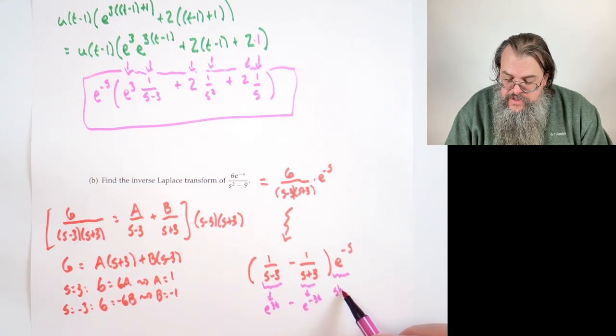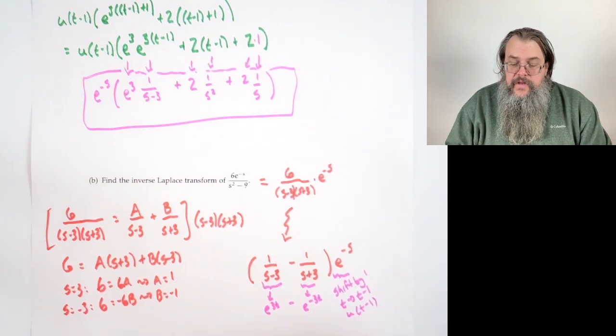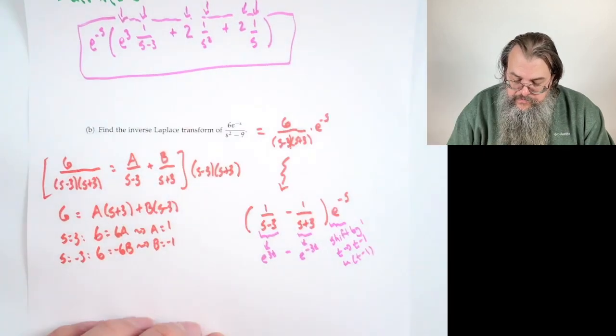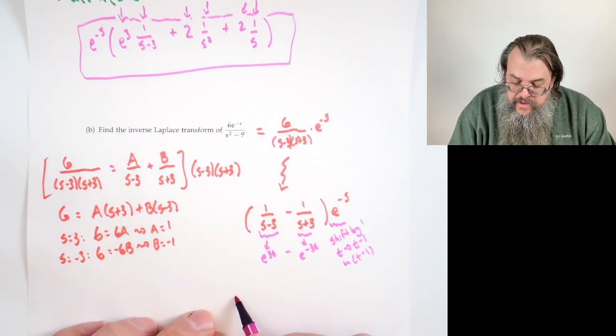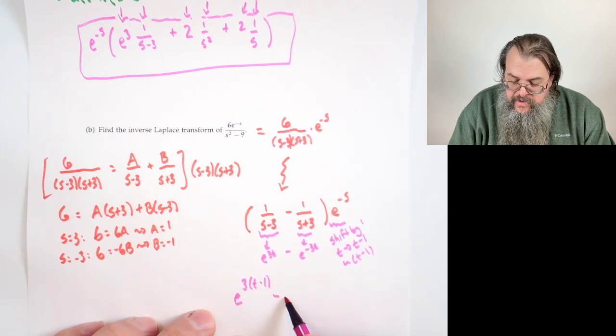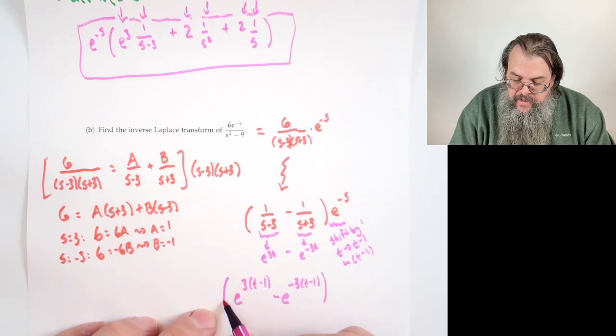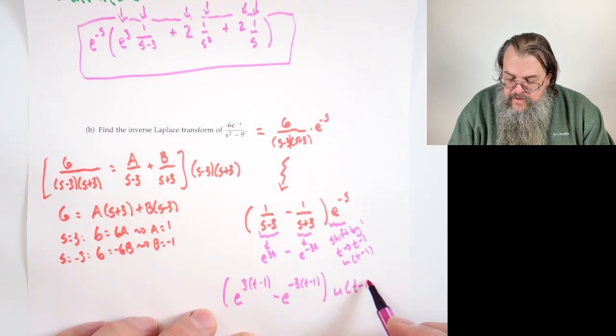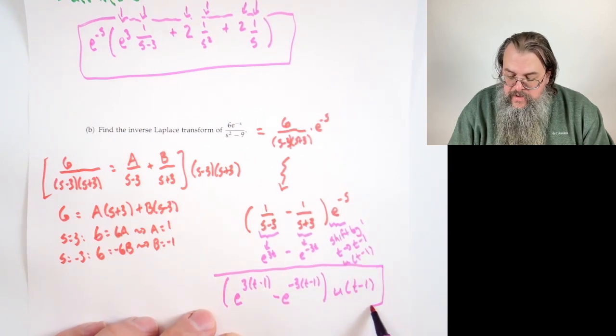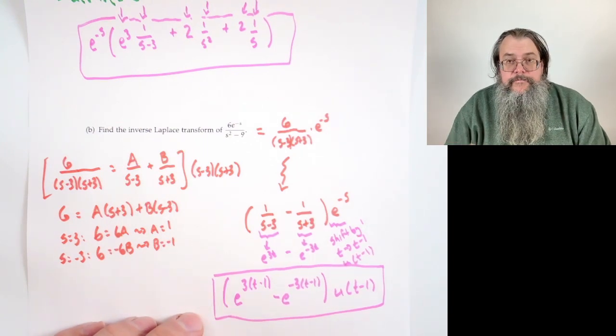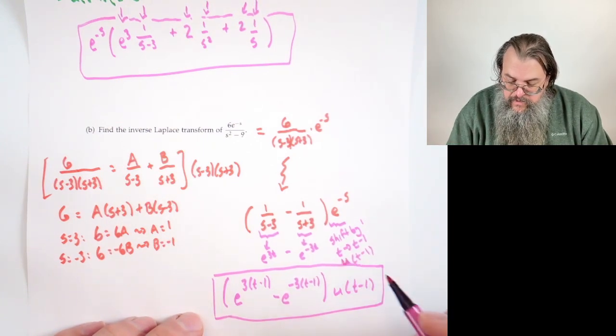Well, this says shift by 1. So in other words, t is going to go to t minus 1, and we're going to get a u of t minus 1 in the answer. So our final answer is the following. e to the 3(t minus 1) subtract e to the minus 3(t minus 1), and all that times u of t minus 1. And done.